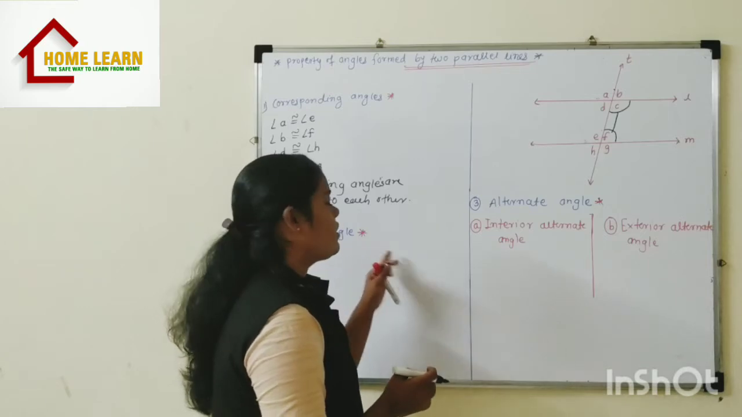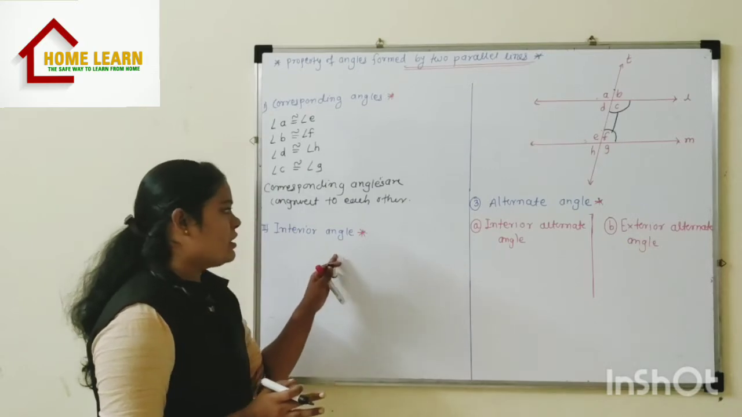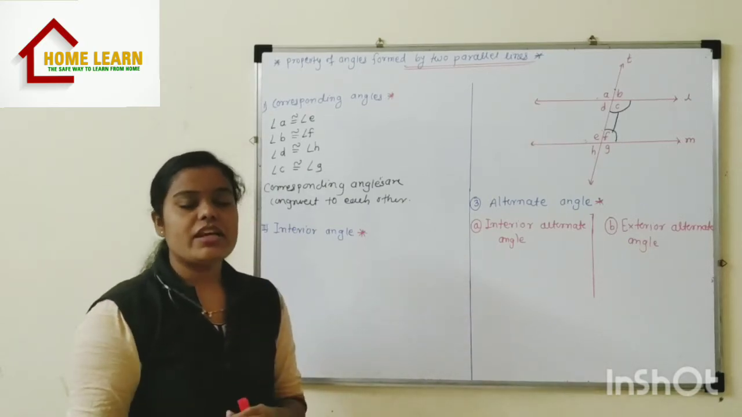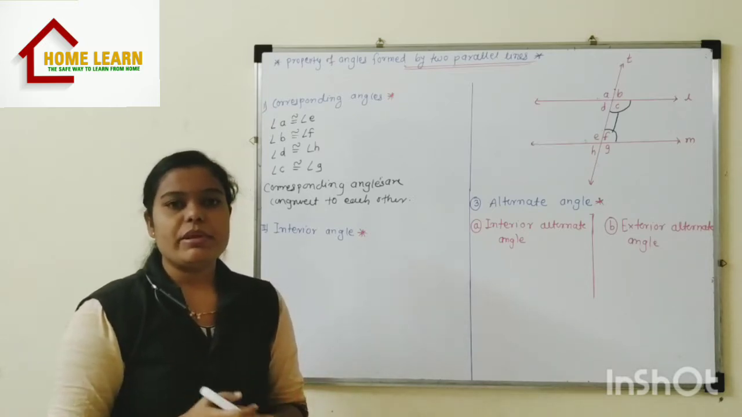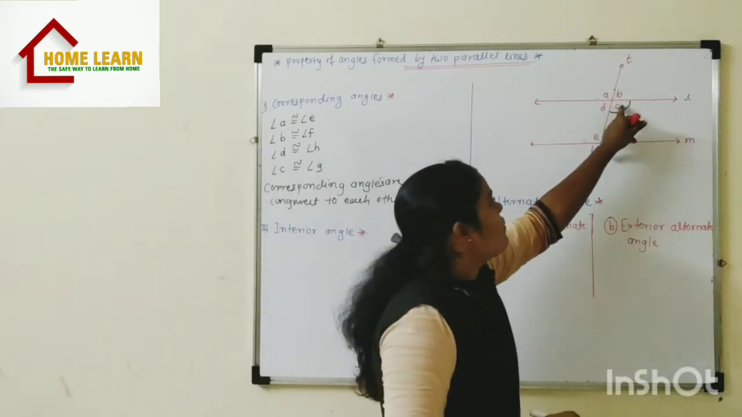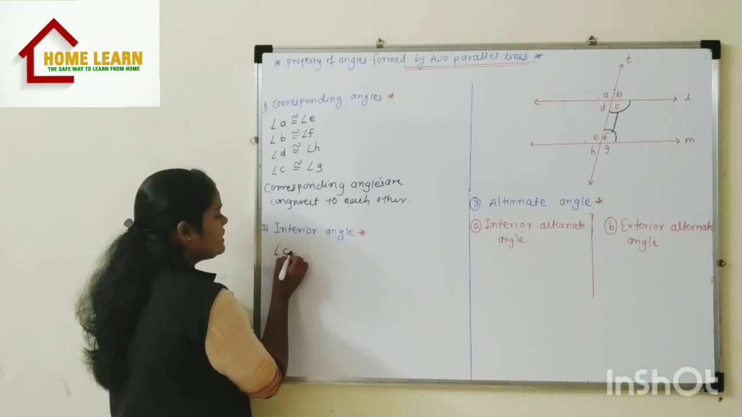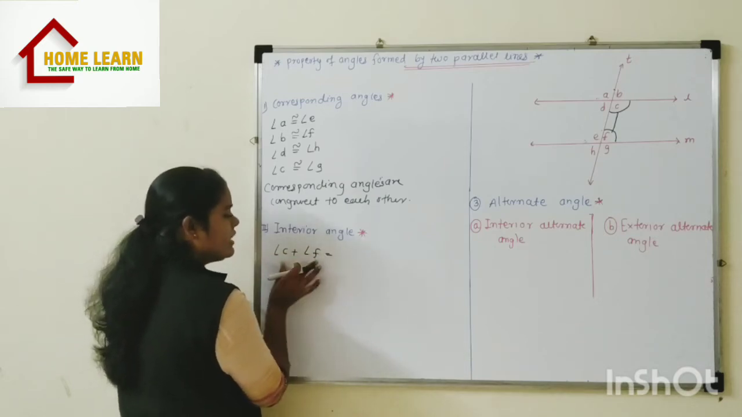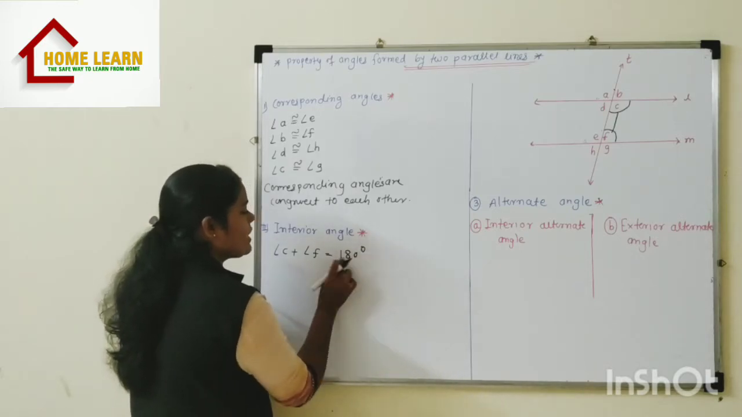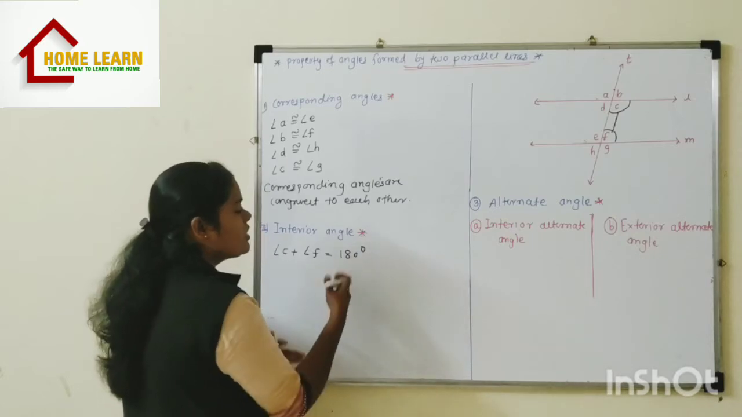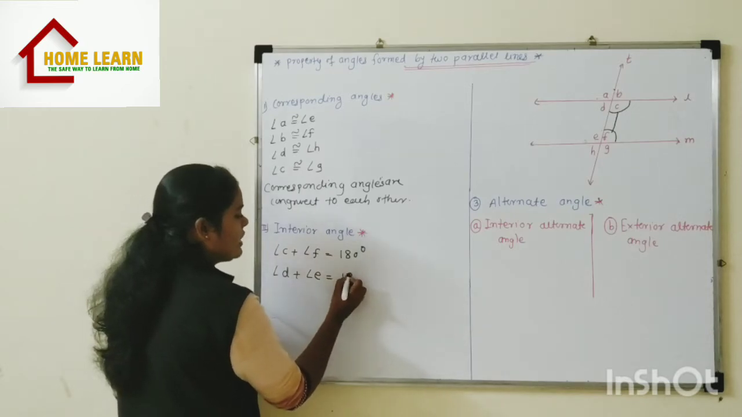Each pair of interior angles shows a specific property: each pair of interior angles formed by two parallel lines and their transversal line are supplementary to each other. That means the sum of these two angles is 180 degrees. So write here that angle C plus angle F, an interior angle pair, are supplementary to each other. That means the sum of these two angles is 180 degrees. The remaining pair, angle D plus angle E, is also 180 degrees.